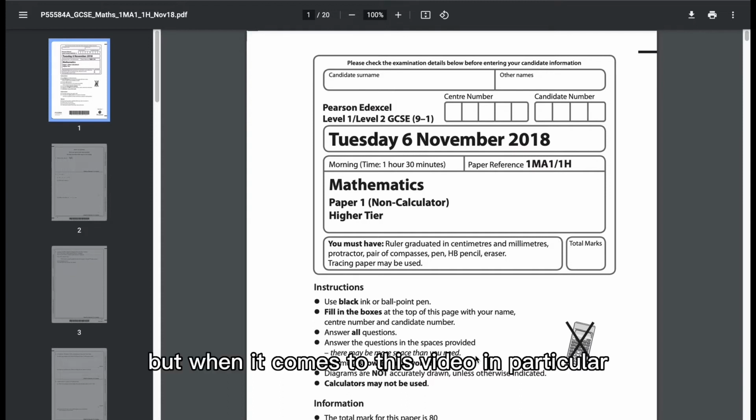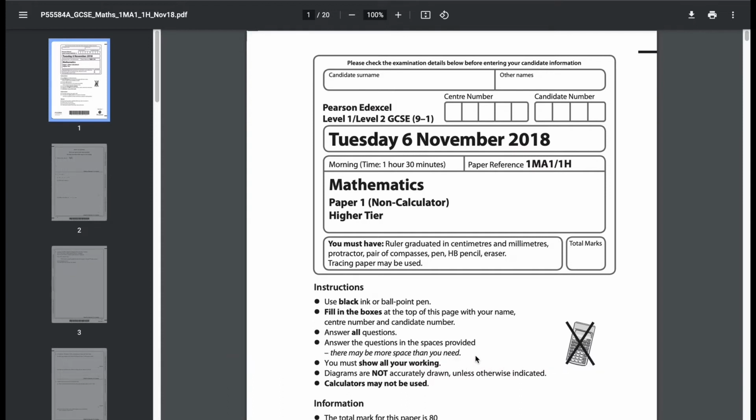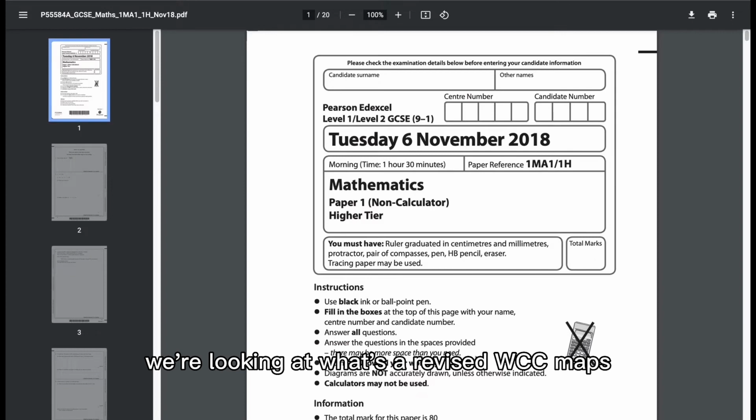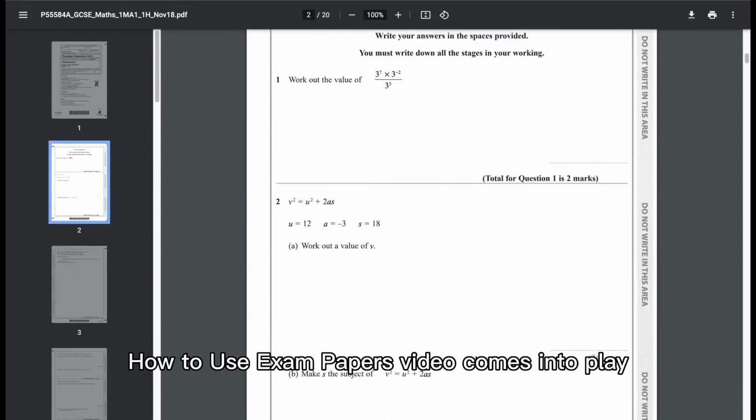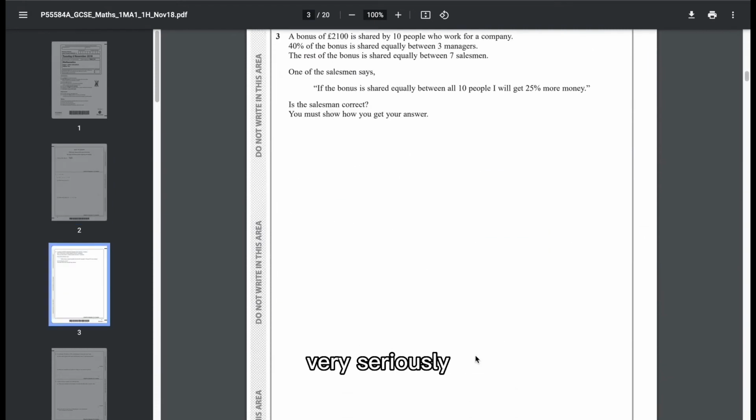But when it comes to this video in particular, we're looking at what to revise for GCSE maths, and this is very, very important. This is where the how to use exam papers video comes into play. So you take this exam very, very seriously. If you get any questions wrong, you get it wrong. You look at the mark scheme. So how to revise that video, I would urge you to watch that video after you watch this one.